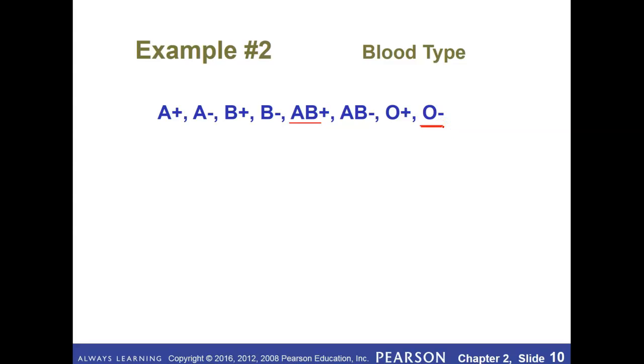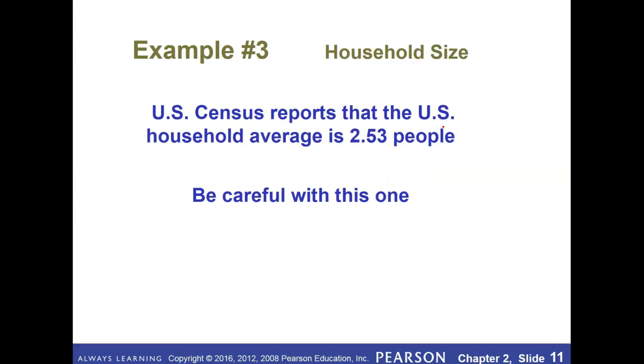So what kind of data is that? Well, that's qualitative data. There's no values there. It's just different categories of your blood type.